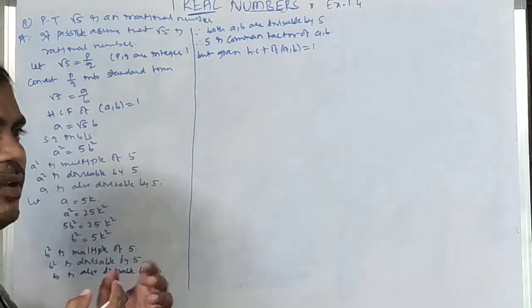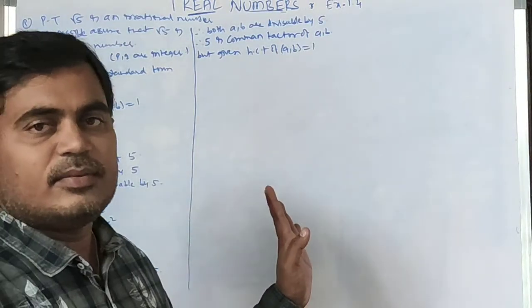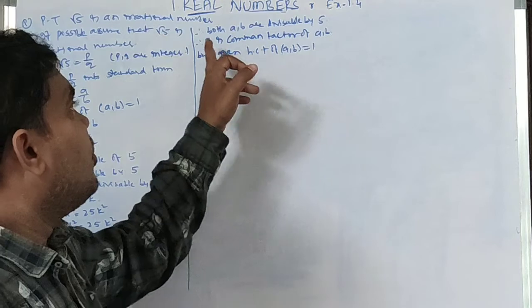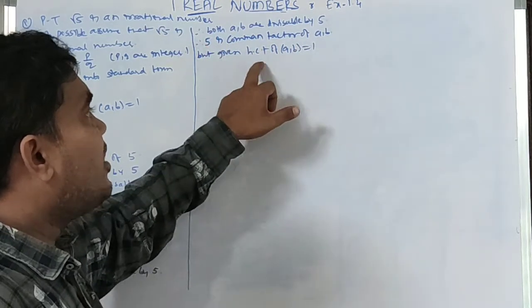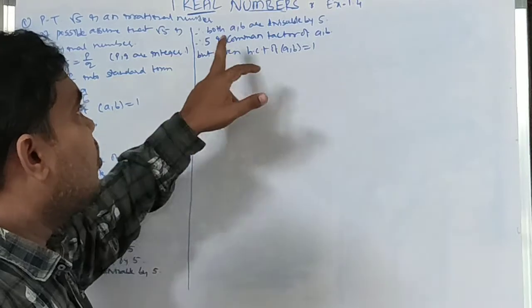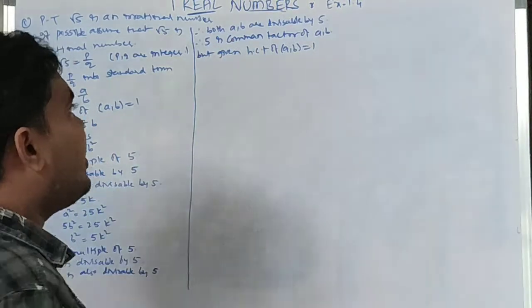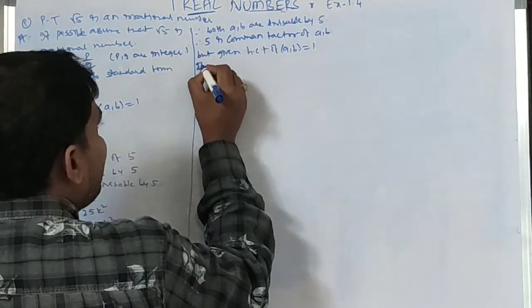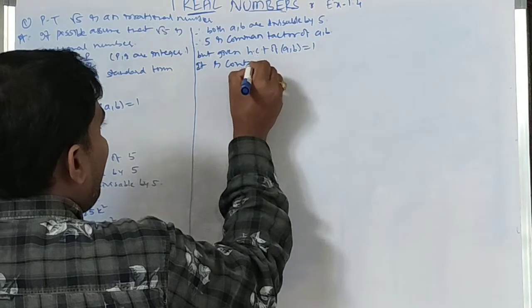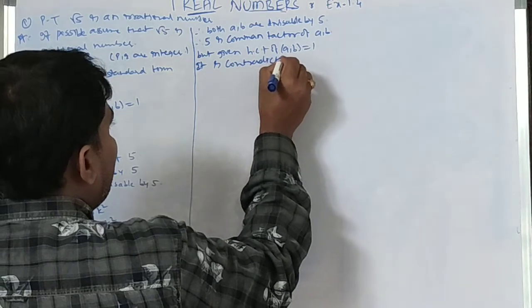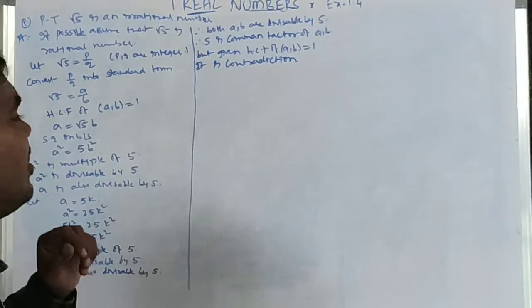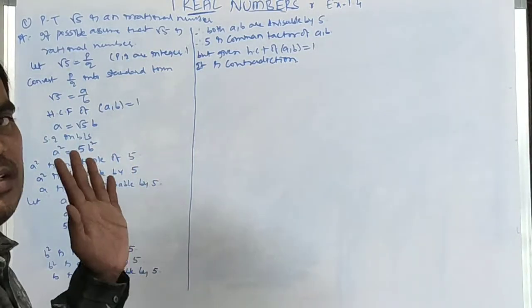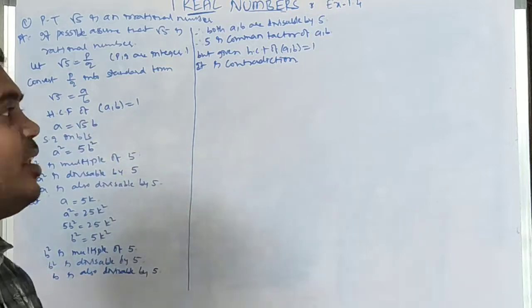So among the common factors, 1 is the biggest. But we got 5. So which one is bigger, 5 or 1? 5 is bigger. But HCF of a, b is equal to 1. So these two statements are contradictory to each other. So it is a contradiction. So why is it a contradiction? Whatever we assumed first is wrong.